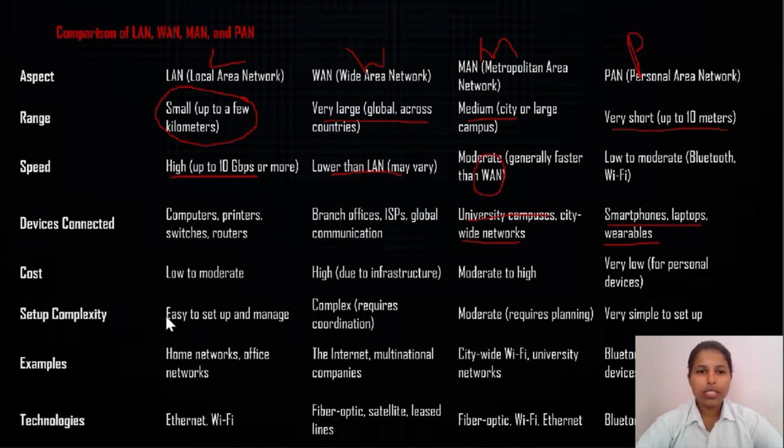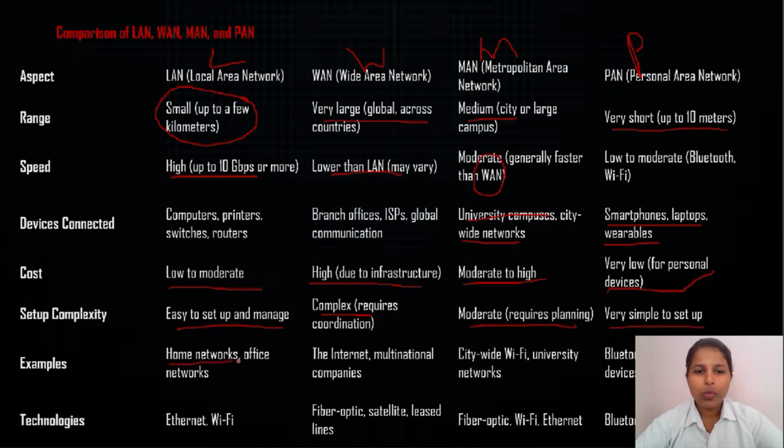And the cost is low to moderate for the LAN, available to low and medium users. For the wider network it is high, because we know the infrastructure expenses needed. For the metropolitan area it is high compared to LAN, but small compared to the wider network. And for the PAN, our personal devices, it is very low. For setup complexity, the LAN is easy to set up and manage. The wider network is complex, and the MAN is moderate, both complex and easy. And the PAN is very simple to set up.